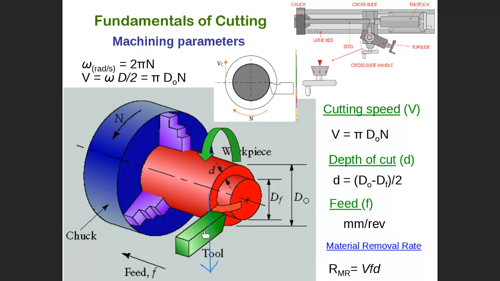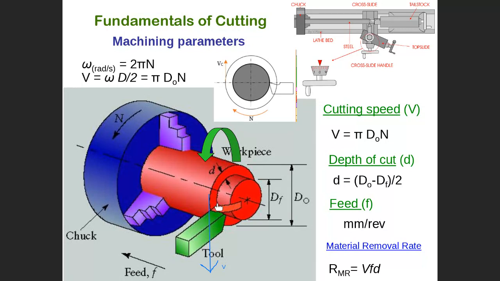So the velocity here is equal to omega r, where omega is the angular rotational speed multiplied by r, the radius. Omega equals 2 pi n, so 2 pi n r means pi d n. So v, the cutting speed, is equal to pi d n. V equals pi d n. This is the cutting speed.